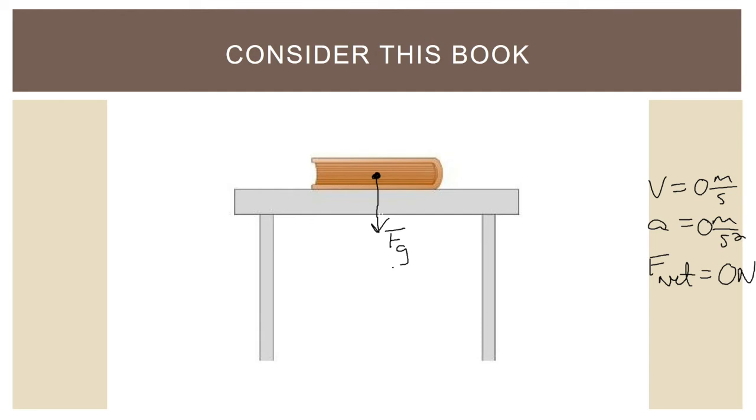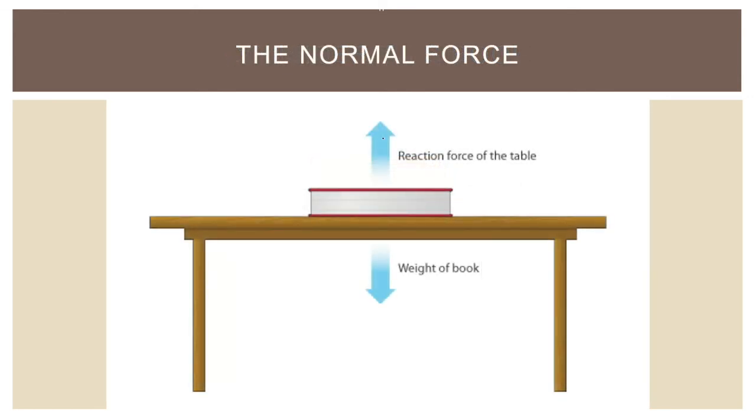So the only logical conclusion that we can draw here is that when the book is sitting on the table, because it has a downward force of gravity acting on it, but is not accelerating downward, there must be some upward force acting on it, canceling out the force of gravity. And this force is called the normal force. So let's talk about the normal force for a second.